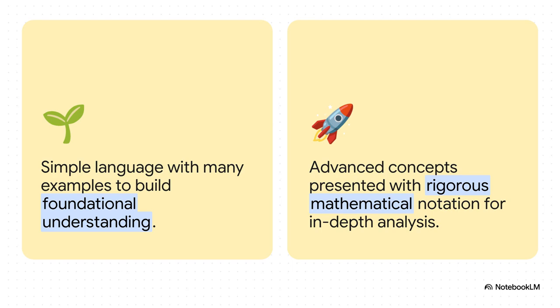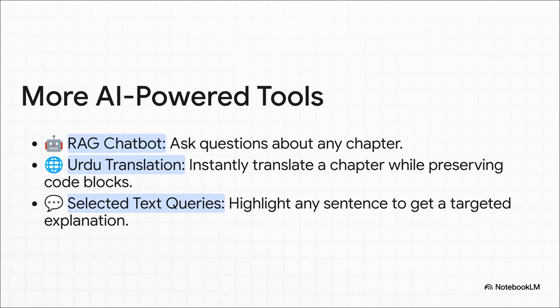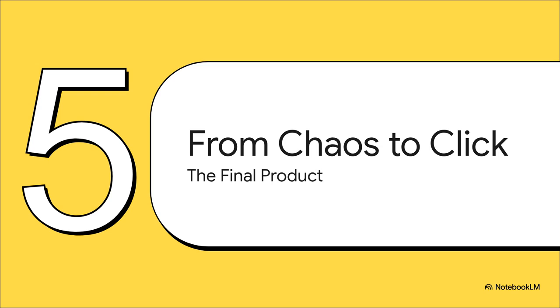It's incredible. And they didn't stop there. They also packed in that awesome RAG chatbot, an instant translator that's smart enough not to mess up the formatting on code blocks, and this super handy tool where you can highlight any sentence and ask the AI to explain it in more detail.